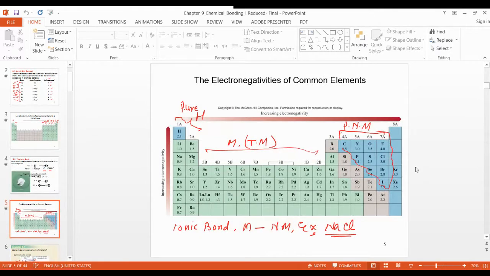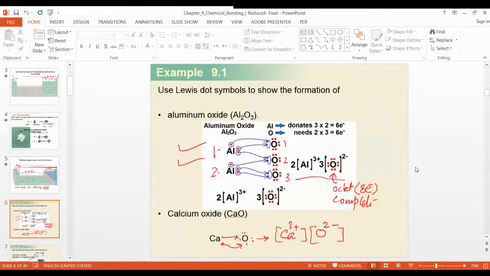And you should know about ionic bond, pure metal and non-metal. Alright, how to draw this structure to complete their octet.